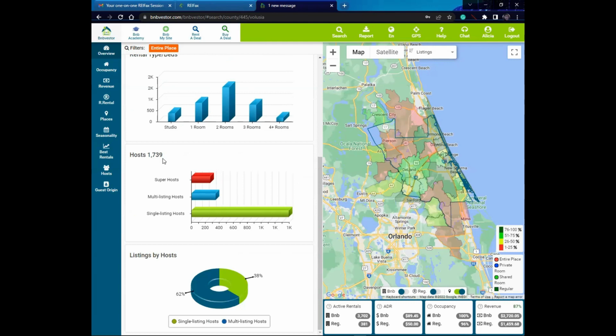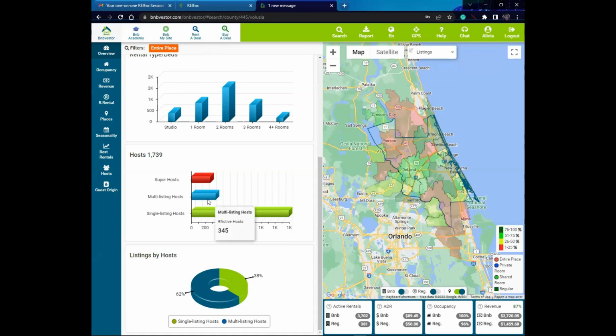Then we have the graph for host. We have single listing host, multi-listing host, and super host. What is this? This is telling me that in this area, we have 1,394 listings for single listing hosts. That is, this 1,000 and some properties that are being listed, the host, that is the owner of the property that has the active listing, only has 1 property listed on the market for BnB.